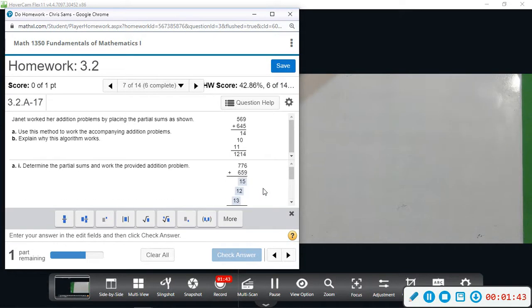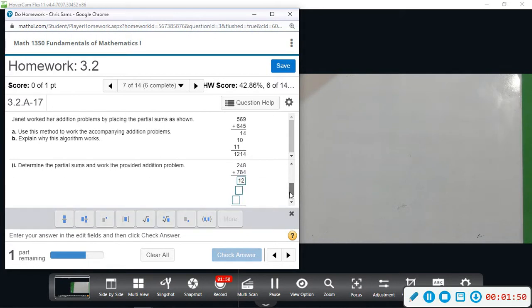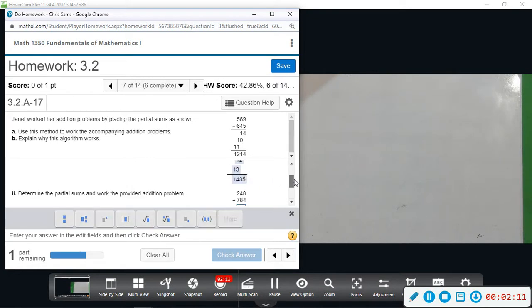Now the reason why this works is because we're keeping everything lined up in its place value. So 8 and 4 give us 12. We put the 2 in the ones place and we put the 1 in the tens place. Then when we add up the tens place, we start in the tens place and then we carry over to the hundreds. So we get 4 plus 8 is 12 again. And then the last one, 2 and 7, give us 9.